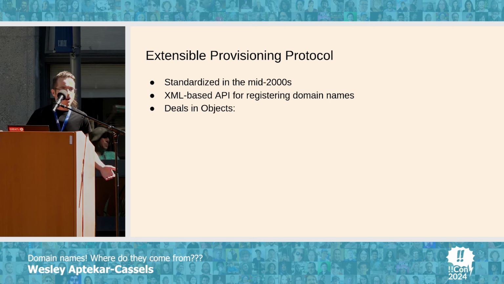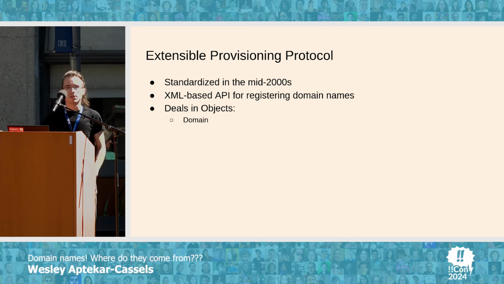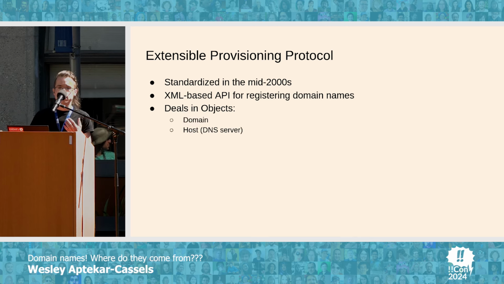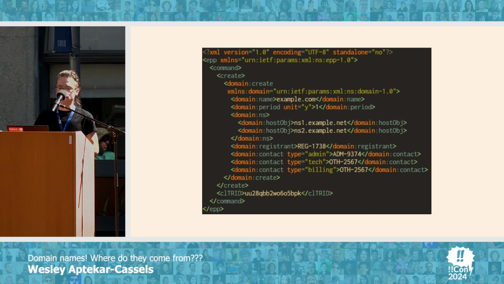And of course, it deals with objects. So you have a few objects, right? You have a domain. You have a host, which is really a DNS server is what I would call it. You have contacts. So let's look at an example of one of these requests. This is creating a domain. So we have this domain create XML object. We're creating example.com, registered for 1 year. We're setting up some name servers. We're setting up some contact info for it, which we would have had to create in the past with the contact create command, which works in basically the same way.